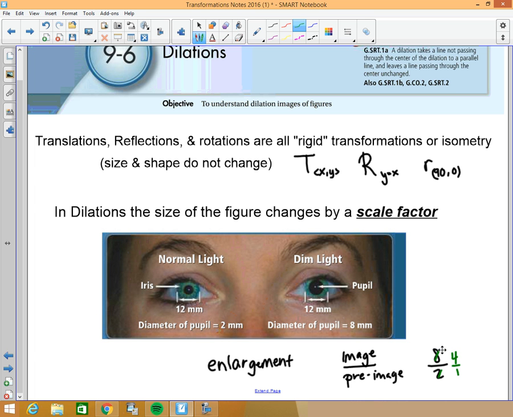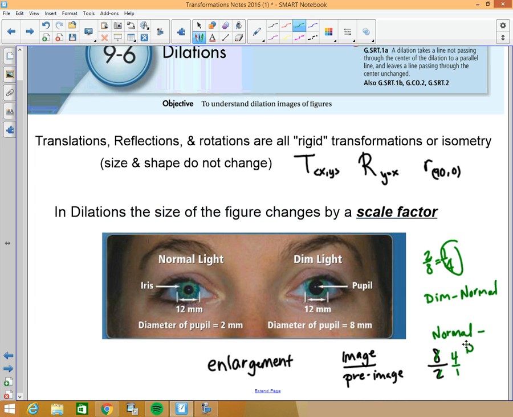Okay? Now, because our scale factor is greater than 1, we know it's an enlargement even if we weren't looking at the picture, because a scale factor greater than 1 means it gets bigger. And if we were going to go from dim light to normal light, then we would have done it the other way and we would say 2 over 8, which is 1 over 4. That would give us dim to normal, right? And this one right here obviously gives us normal to dim.